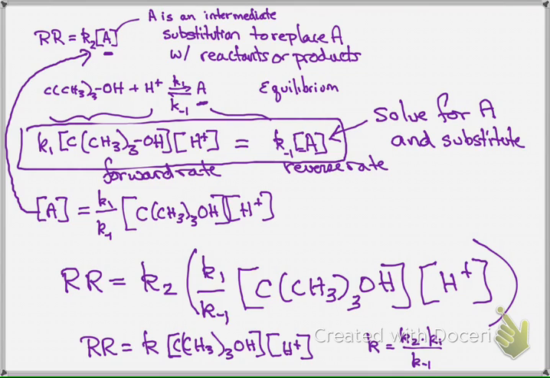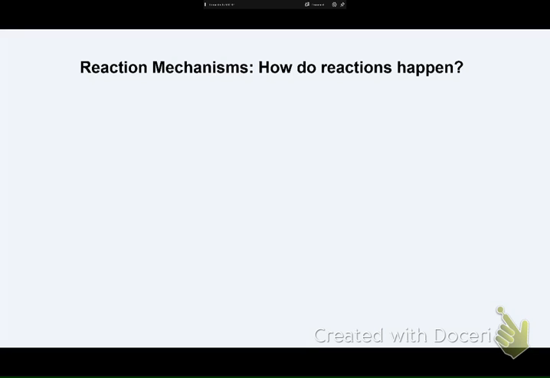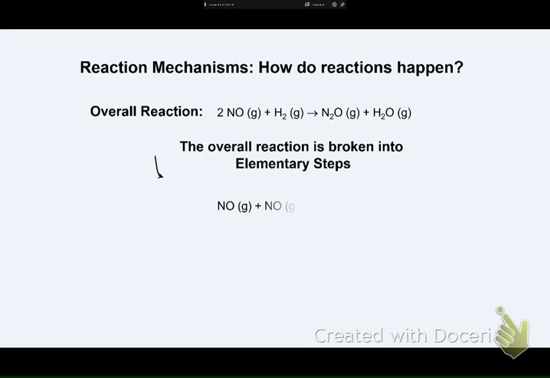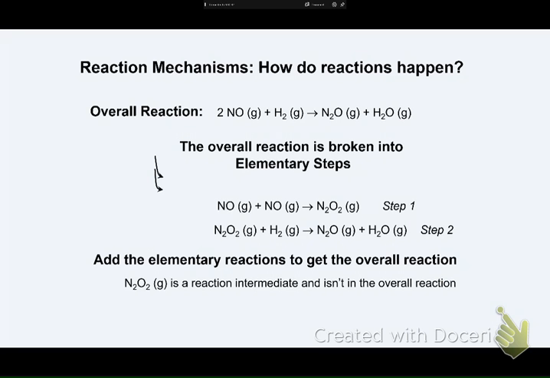So let's look at another one. Okay. I keep forgetting to remove these animations. Oops, and I go right past it. There you go. Overall reaction is this, right? 2 NOs plus H2 makes N2O plus H2O.